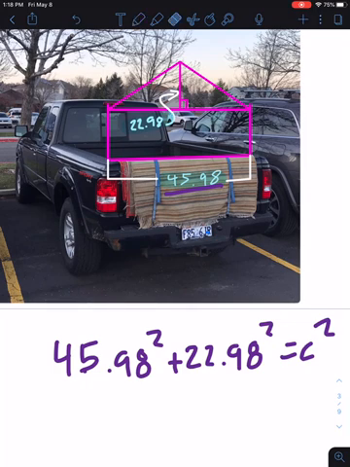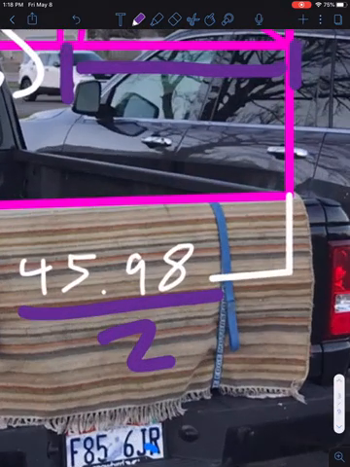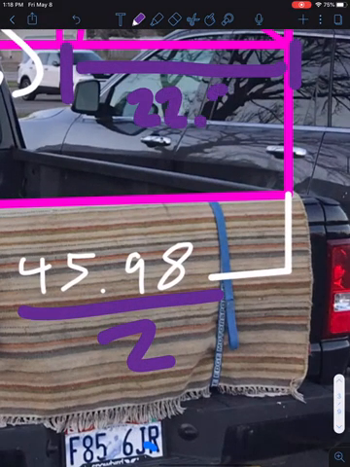If you guessed it, I'm going to be impressed. So anyway, if you know it. So this length here, this hypotenuse, is only half of 45.98. So there you go. When we divide 45.98 by 2, we get 22.99. So this length here is actually 22.99.